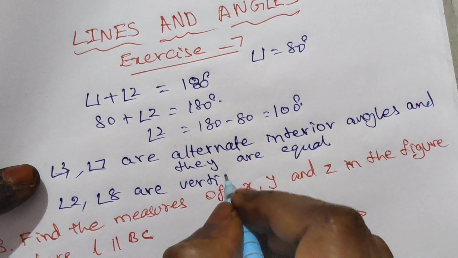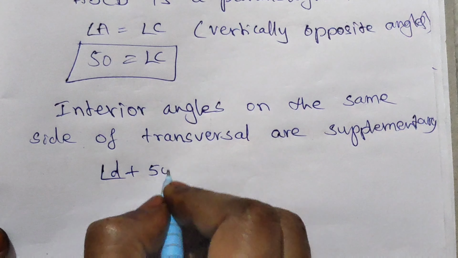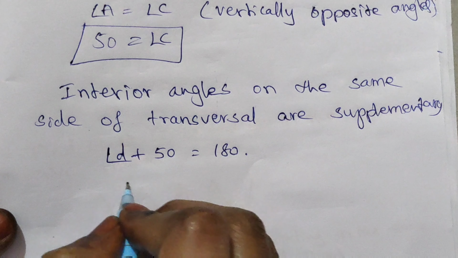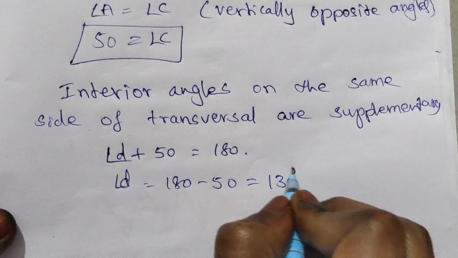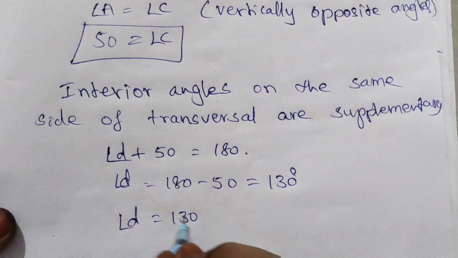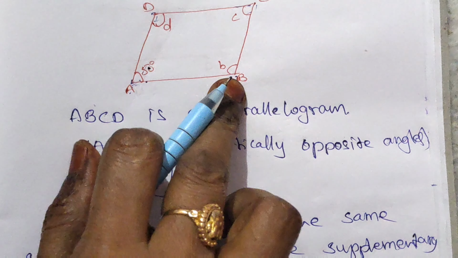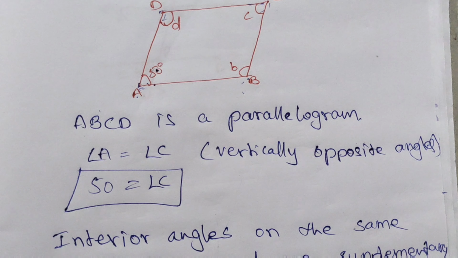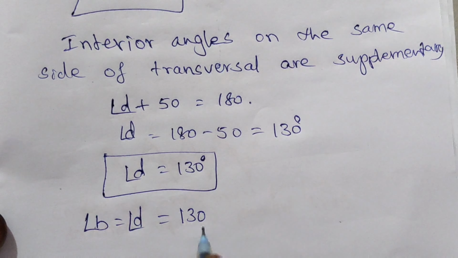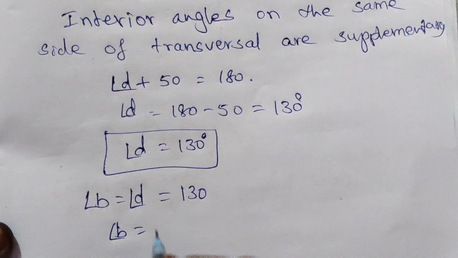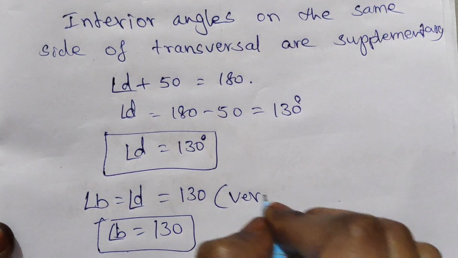So angle D plus 50 is equal to 180 degrees. So angle D is equal to 180 minus 50, that is 130 degrees. So angle D value is 130 degrees. And here angle D and angle B are also opposite angles, so they are equal. Angle B is equal to angle D, which is 130 degrees. So angle B is 130 degrees.